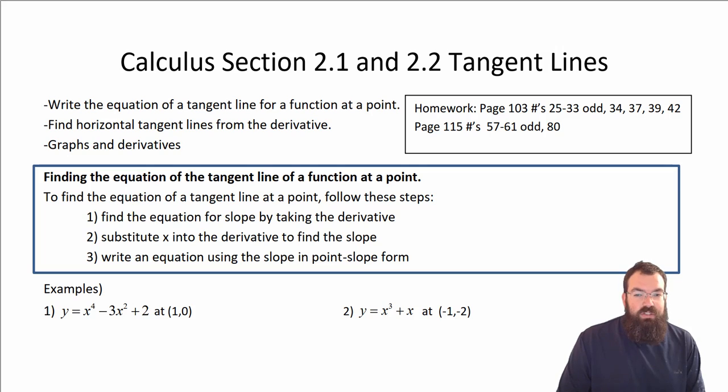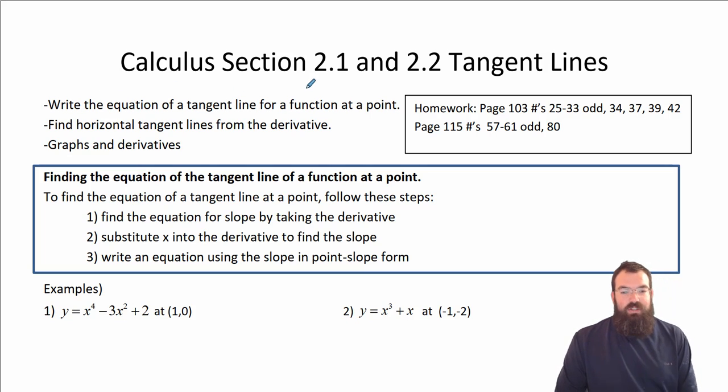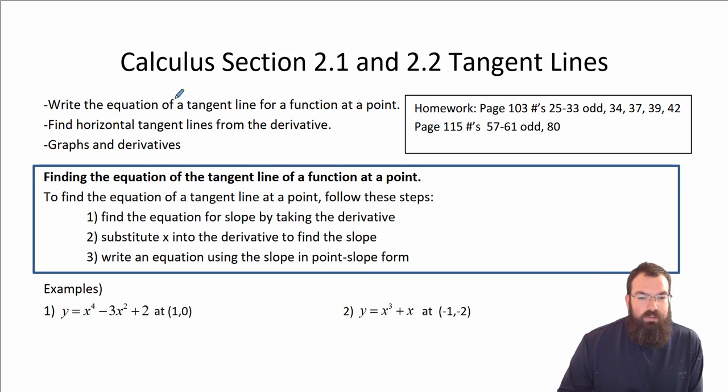This is really going back to sections 2.1 and 2.2. We're talking about tangent lines and writing equations and all that other good stuff. So we're going to write the equation of a tangent line for a function at a point, find horizontal tangent lines from a derivative, and then graphs and derivatives. We'll get to that in a little bit.